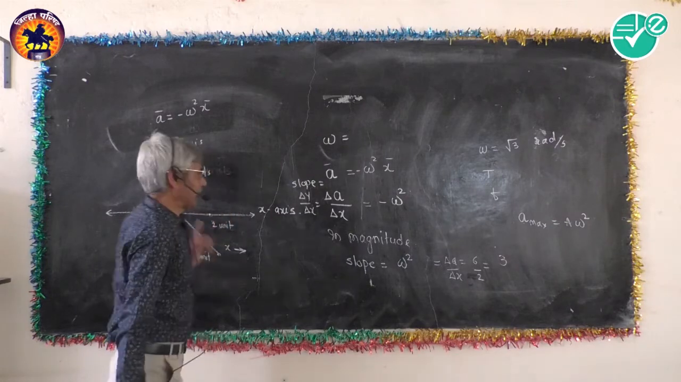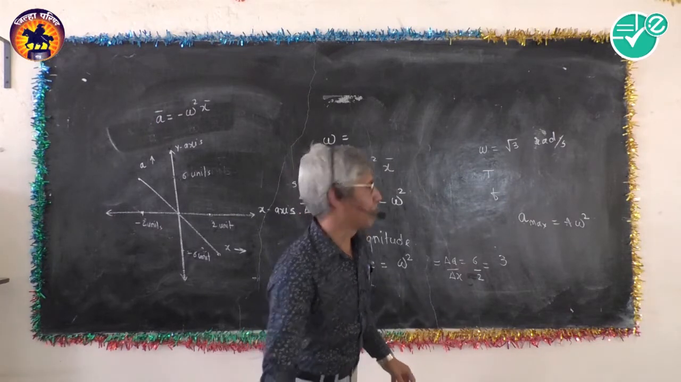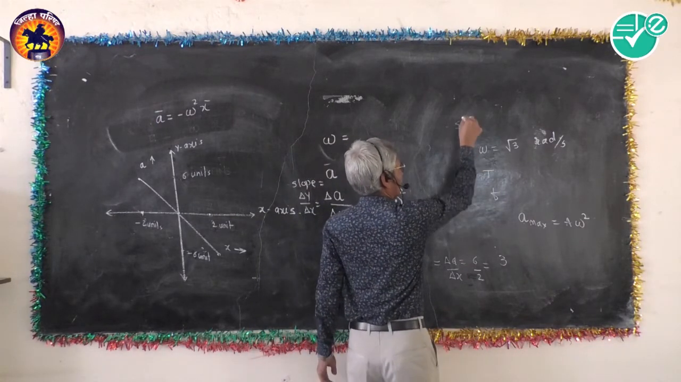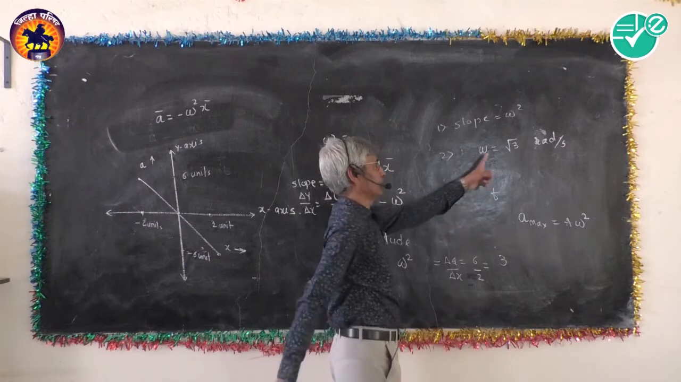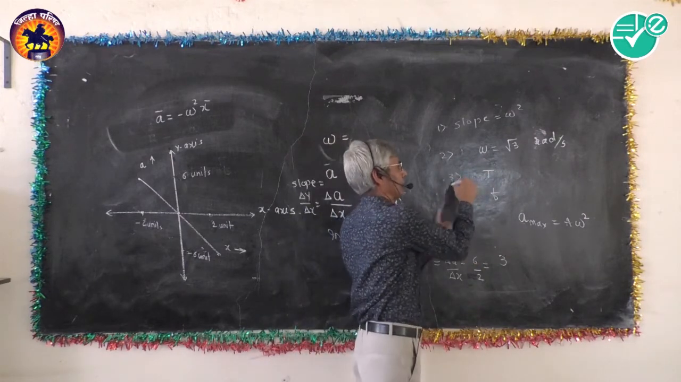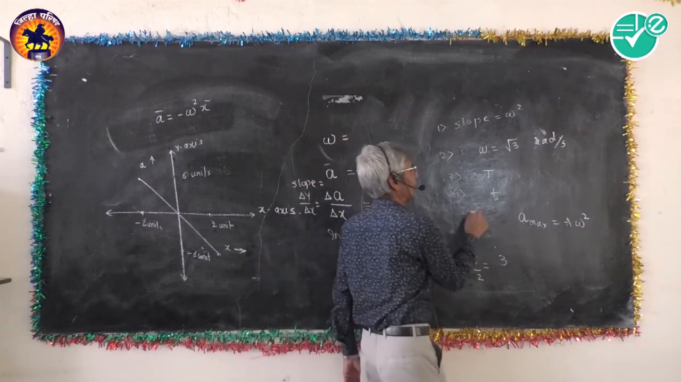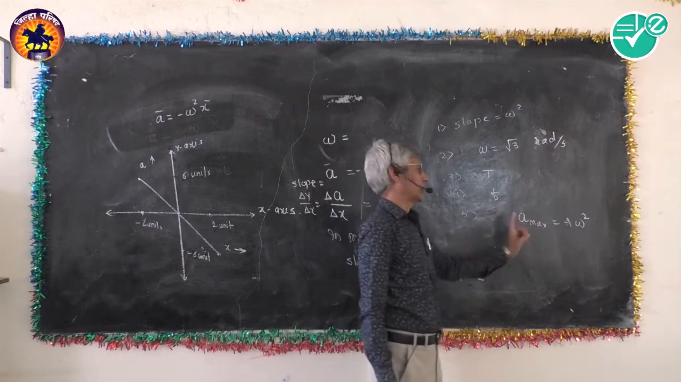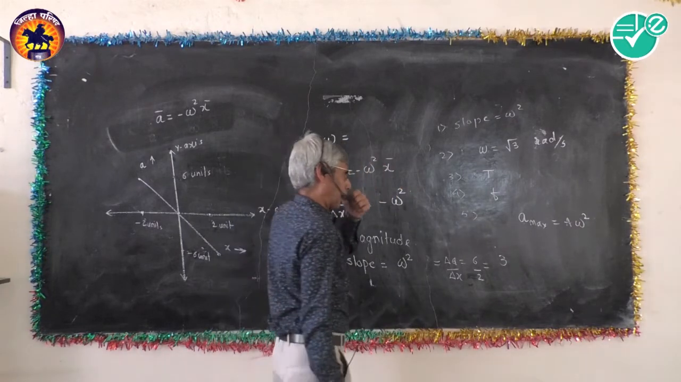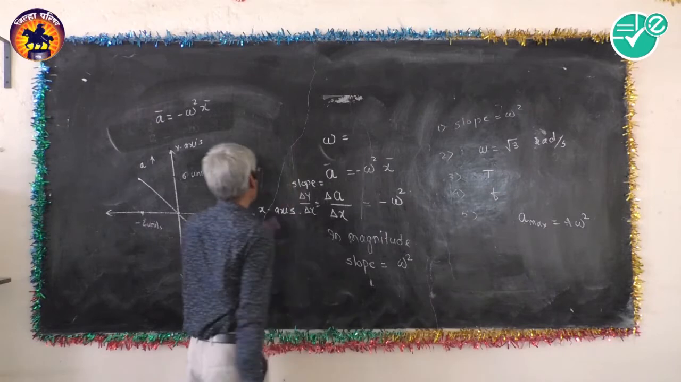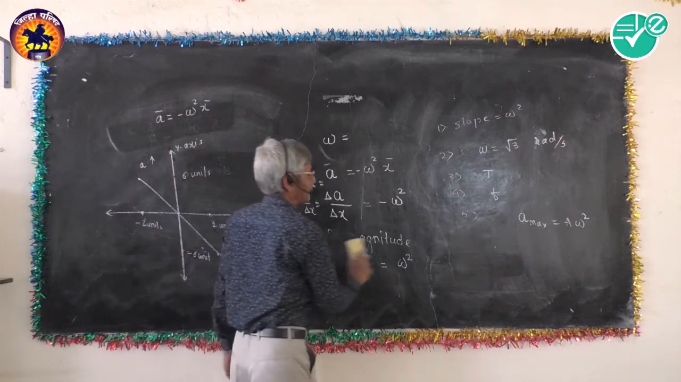So by giving the graph, they can ask different MCQs. The first can be to find the slope, that is omega square. The second MCQ can be asked to find omega. The third MCQ can be asked to find the period. The fourth MCQ can be asked to find the frequency. The fifth MCQ can be asked to find the acceleration. So the same concept can be used in different ways to find different physical quantities.